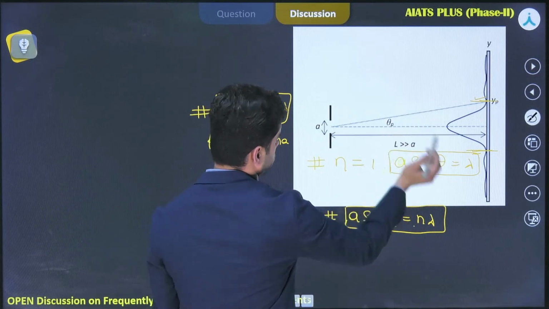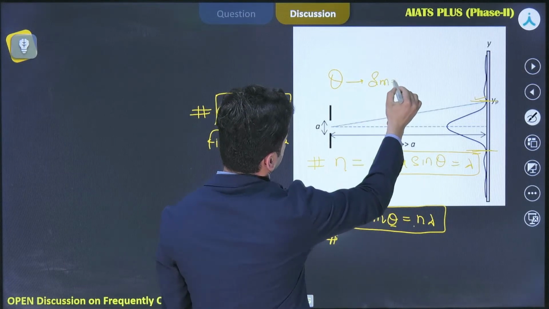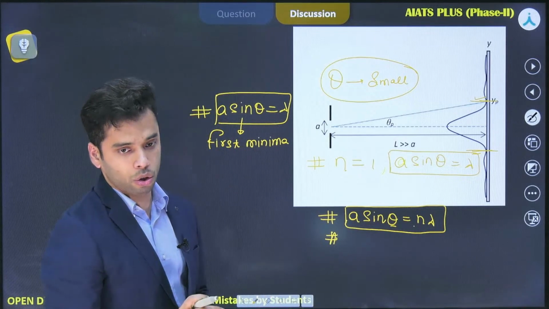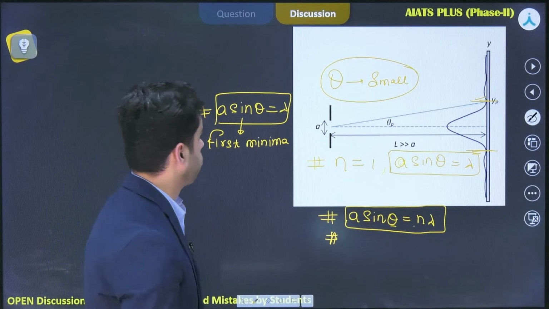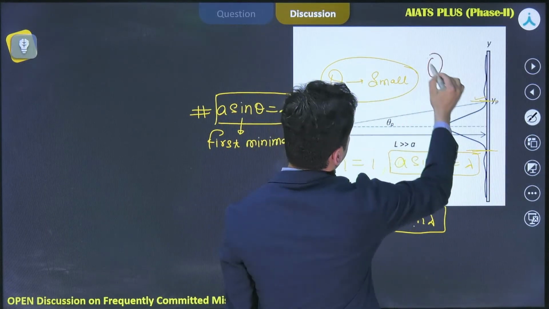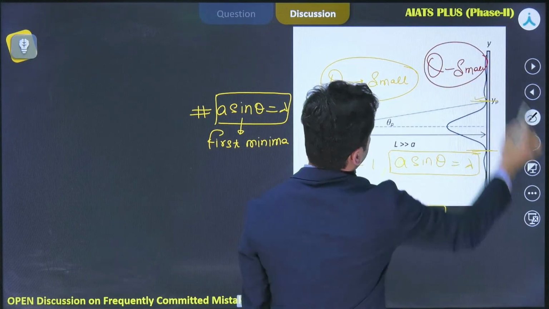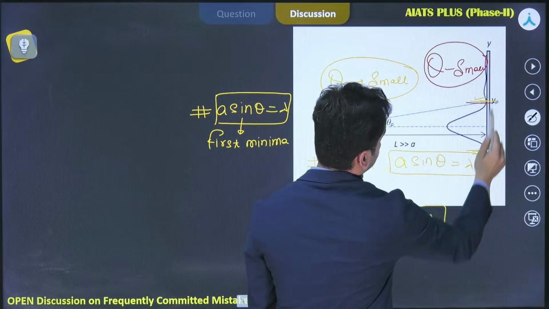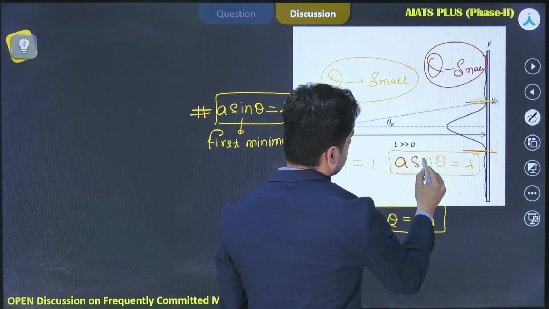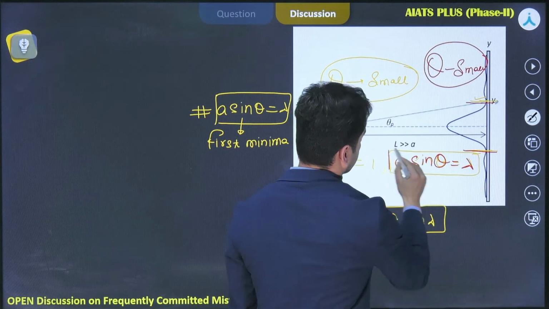Now this theta is small. We have an approximation that theta is very small, right? Okay, the color is not visible on the white portion. Okay, let me change the color. I'm saying that this theta is small. This is your first minima on either side of the screen. I have written a sine theta equal to lambda. This is the condition for the first minima.